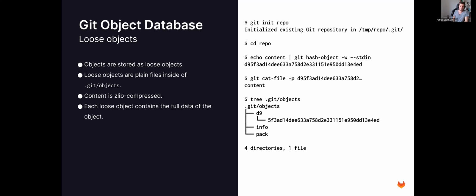But one important thing to notice here is that each of the loose objects actually contains the full data of that object. So if you, for example, do a simple change to the same file, it would be stored as 2 different loose objects, but each of them contain the full data, which also means that the storage size would actually be duplicated in this context.